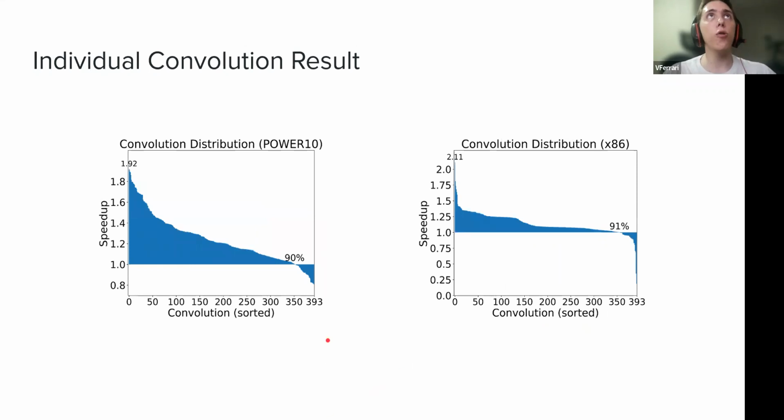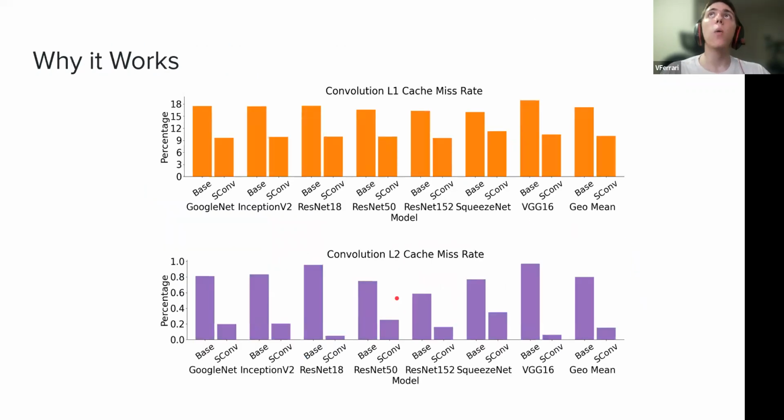But for individual convolutions, we achieve better performance in 90% of cases on both x86 and Power 10, and up to 92% speedup and 111% speedup on Power 10 and x86 respectively. Why does it work? Well, we eliminate the image to column transformation. We don't need it, and we're doing packing faster. So in this case, we are reducing cache misses by quite a significant amount.